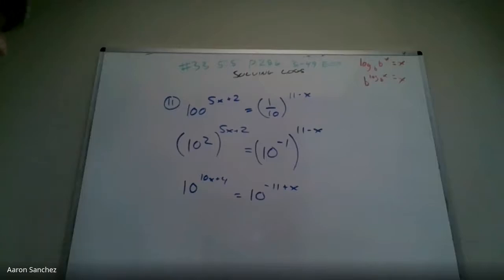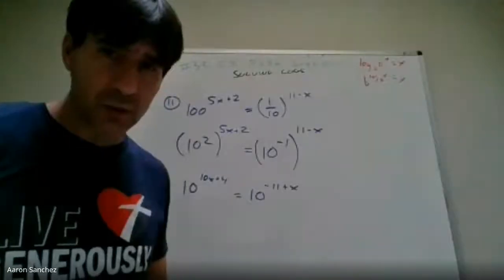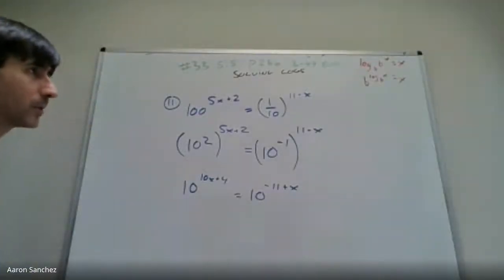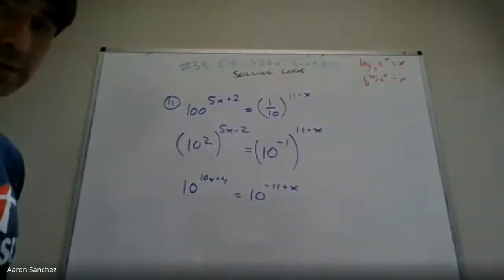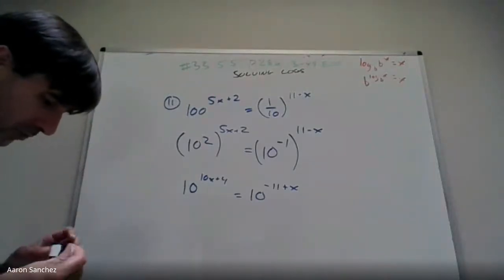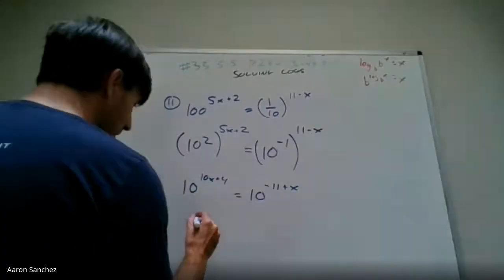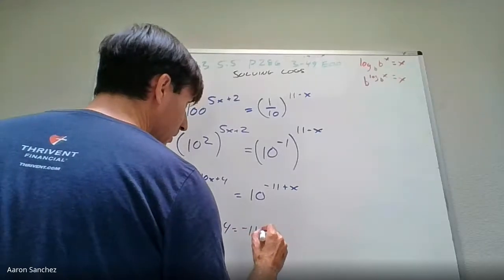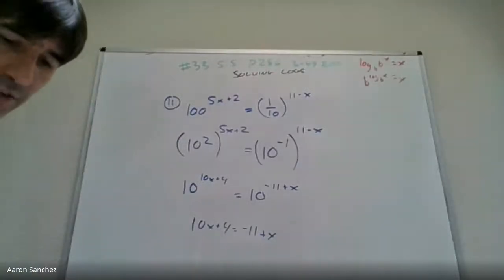And then, what's my next step for this, right? Roberto, what's my last step to solve this? Or not the last step, the next step. You solve the exponents. Yeah, what do you mean by that? You put both of them like 10x plus 4 equals minus 11 plus x. Very good. Negative 11 plus x. And then you guys can solve that. I'll let you guys solve that on your own. I'm going to move on.